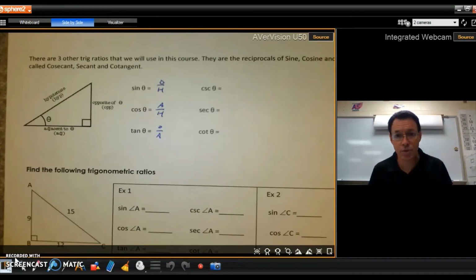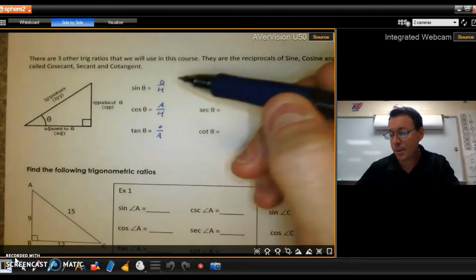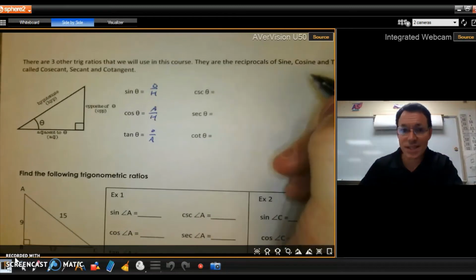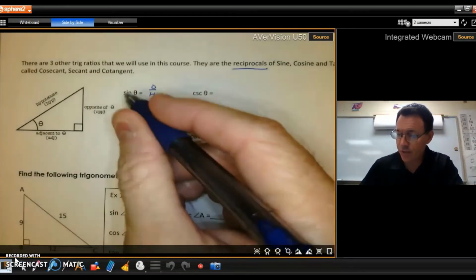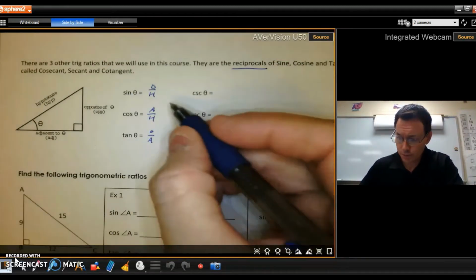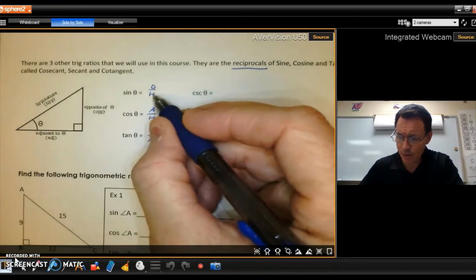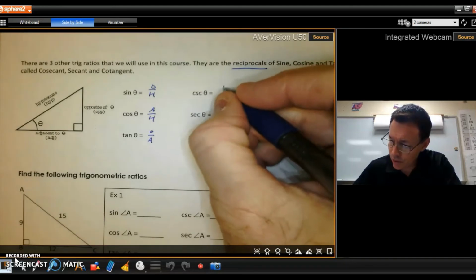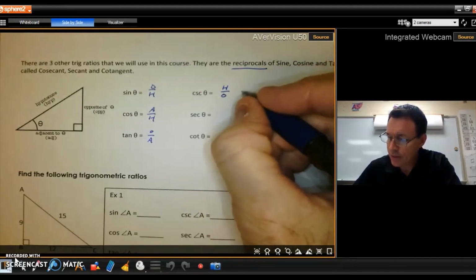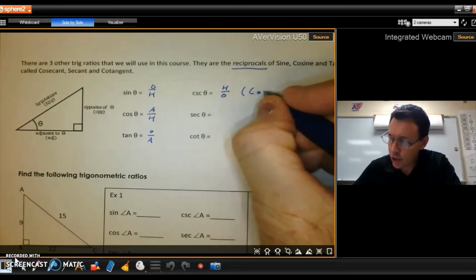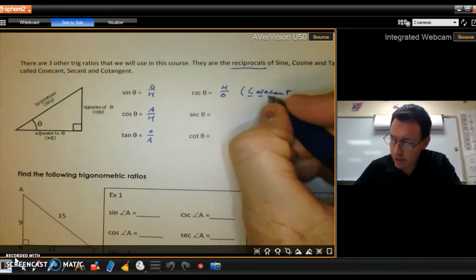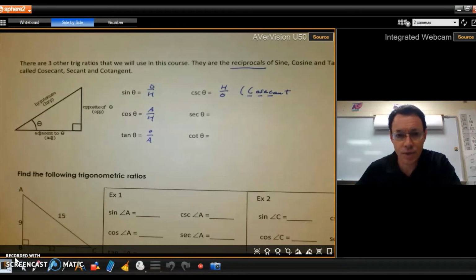You learned 3 trig functions when you're in geometry. There's actually 6, okay? But they're just these 3 written in the opposite way. They're the reciprocals of these 3 functions, okay? So if you take the hypotenuse and put it over the opposite, you get this function. So hypotenuse over opposite, this is called the cosecant, CSC, that's where they get that abbreviation.